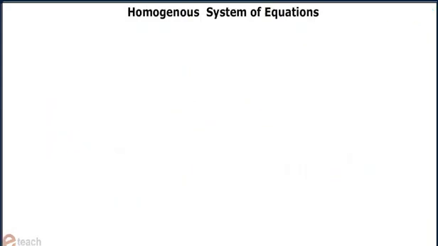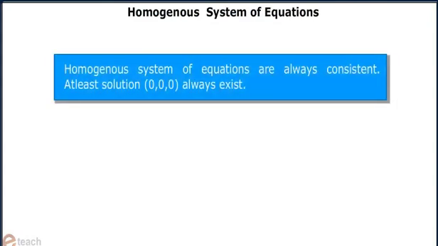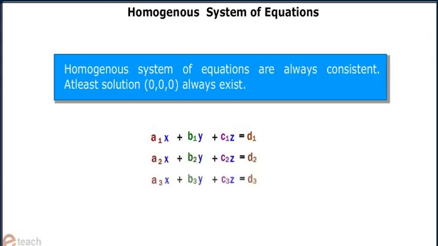Let us study homogeneous system of equations. Homogeneous systems of equations are always consistent. That is, at least the solution (0, 0, 0) always exists. If a1x plus b1y plus c1z is equal to d1, a2x plus b2y plus c2z is equal to d2, a3x plus b3y plus c3z is equal to d3, then for a homogeneous system of equations, d1 is equal to d2 is equal to d3 is equal to 0.